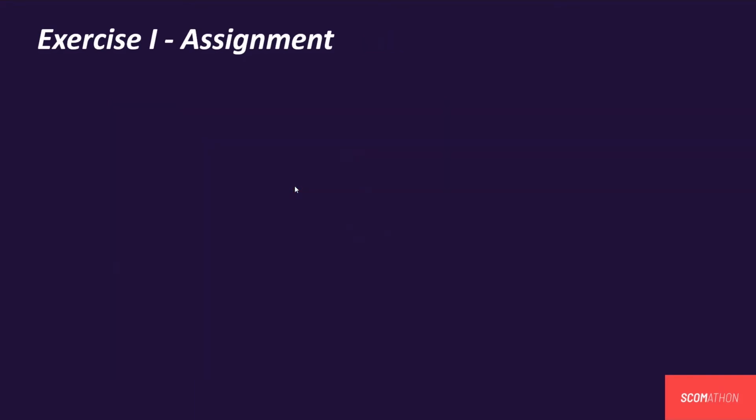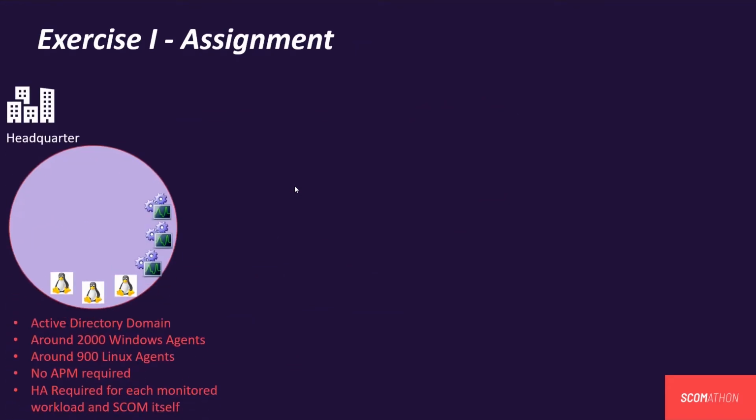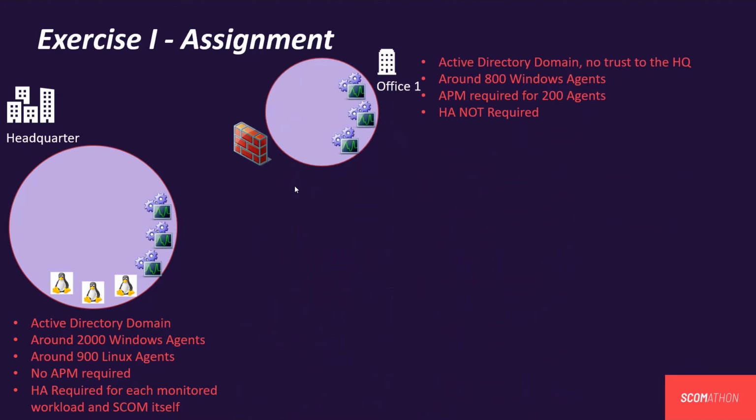And this is how your assignment looks like. You have a headquarter. It's a domain with around 2000 Windows agents and around 900 Linux agents. No requirement for application performance monitoring, but requirement for high availability. We have Office 1, no trust to the headquarters, its own Active Directory domain, around 800 Windows agents, and high availability is not required here.